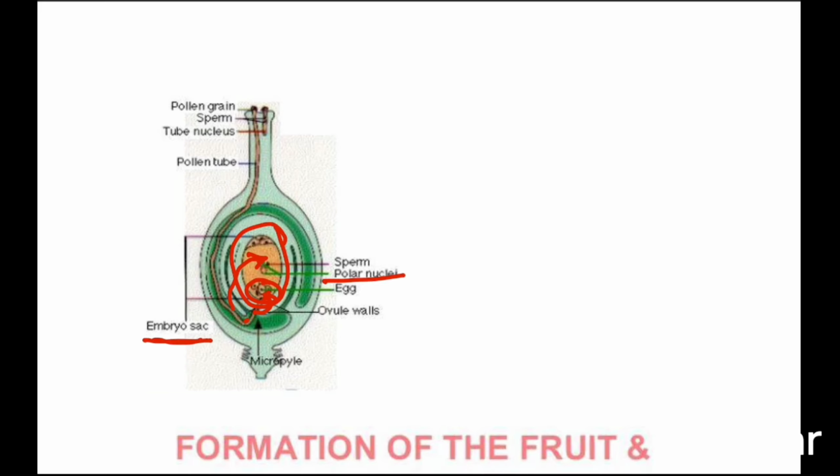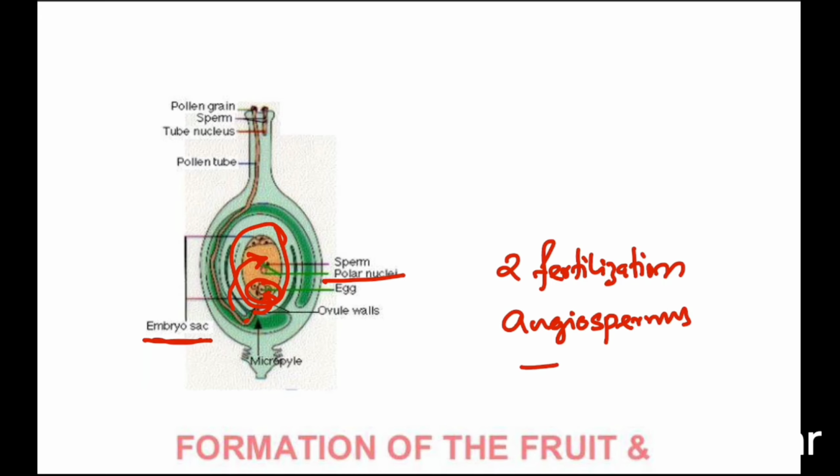So there are actually two fertilizations happening at the same time. This event in angiosperms, the flowering plants, is known as double fertilization. Only the name you have to remember, not that much detail. Double fertilization, because in the higher class you will learn about that.